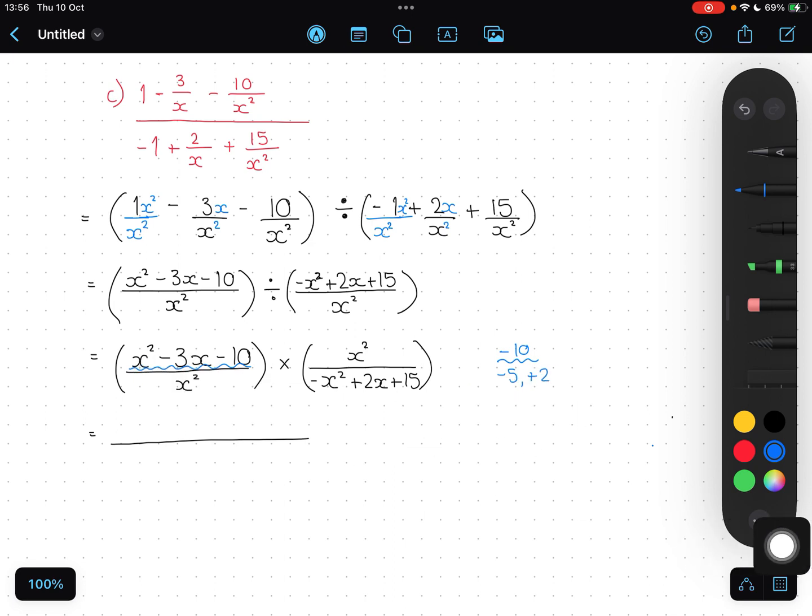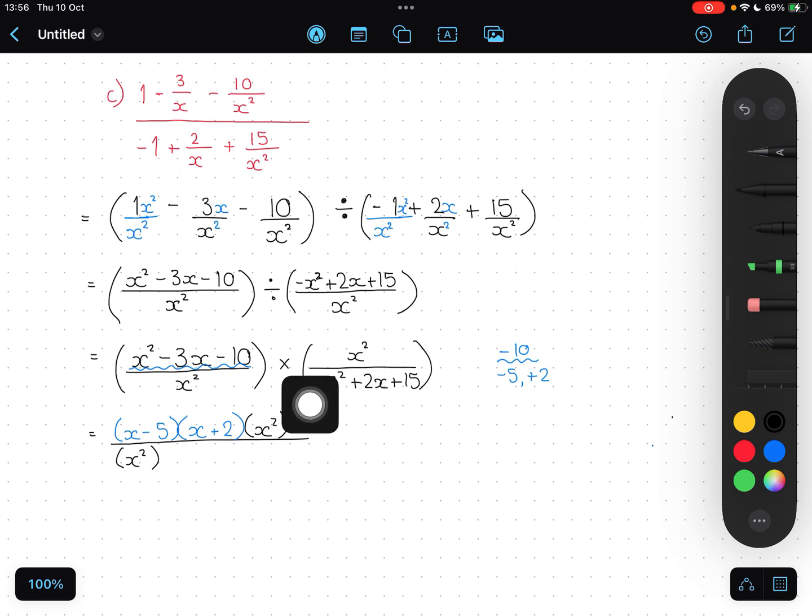So I'm going to write that down as x minus 5 times x plus 2. If you don't understand that, you need to go back over our factorizing stuff. And then we have an x squared in there. And then on the bottom line, I have an x squared. And then over here, if I want to factorize this, its leading coefficient is not 1.